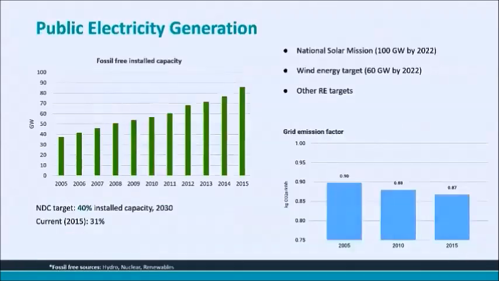Looking at public electricity generation now, our NDC target for fossil-free installed capacity is 40% by 2030. Since 2005, our overall fossil-free installed capacity has increased from 38 gigawatts to 86 gigawatts. As of 2015, we had achieved about 31% installed capacity. Owing to an increased penetration of renewables, fuel shifts, and energy efficiency measures, our grid emission factor has reduced gradually to 0.87 kg CO2e per kilowatt hour. This number is expected to further reduce with policies that are currently in place to increase RE capacity by 2022.